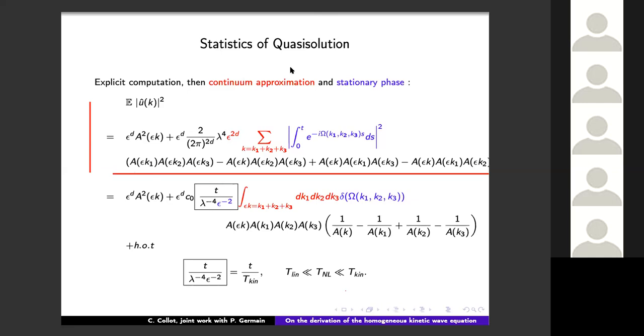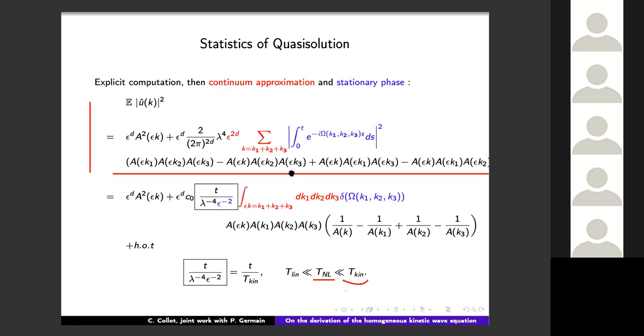What is TNL here? TNL is the nonlinear time. There was a question by Yudeng. So TNL, here it's my nonlinear time. I'm taking a nonlinear time which is much smaller than some time that will appear, the kinetic time. Okay, and so I go back to what I was saying.